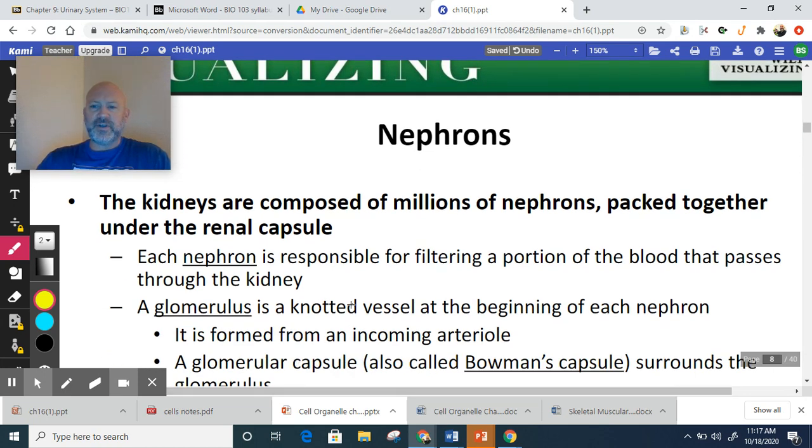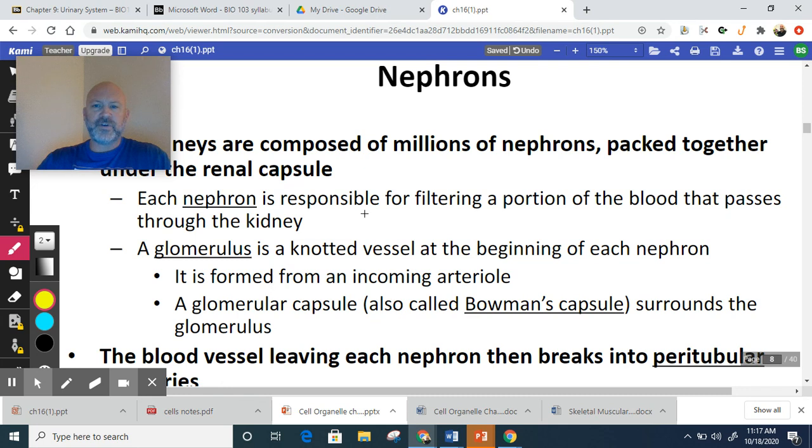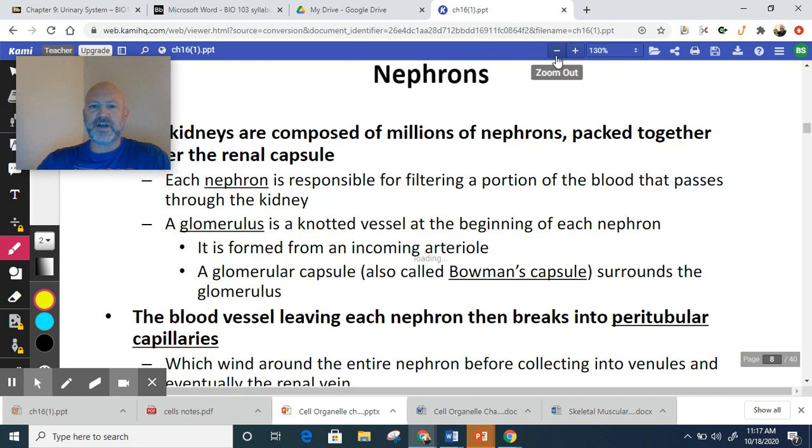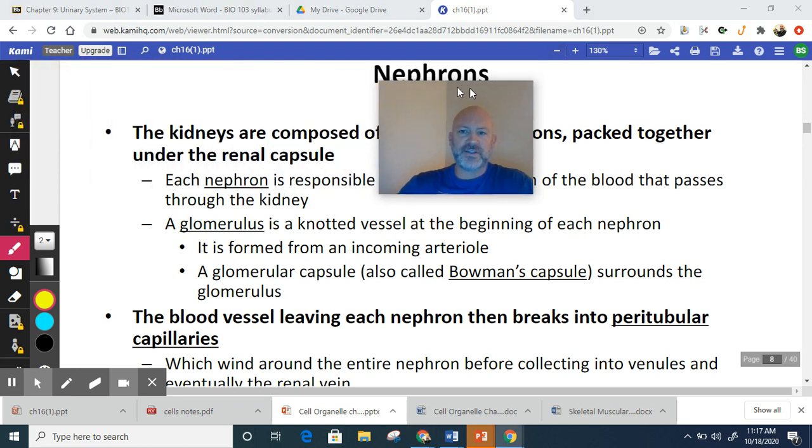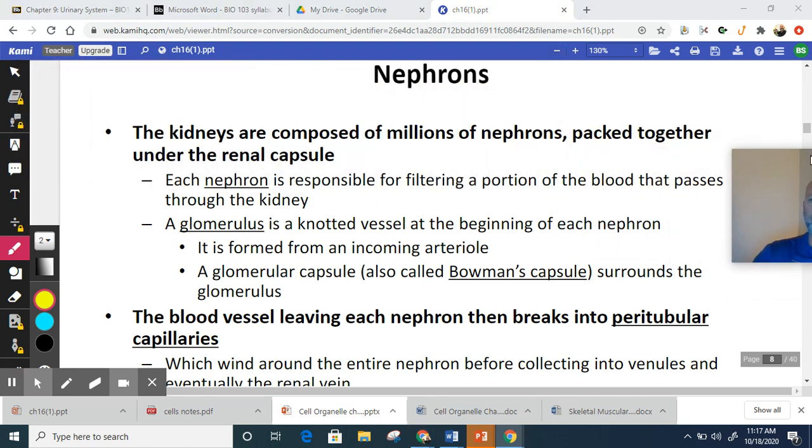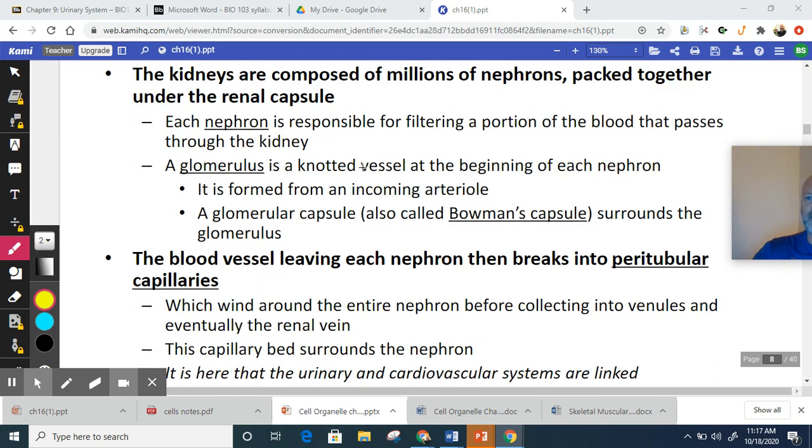Each kidney has millions of nephrons. You have enough filtering units in one kidney to do the job, which is why people are able to donate kidneys and still manage to have enough filtering capacity to live a normal life.